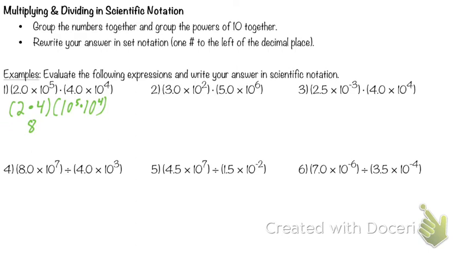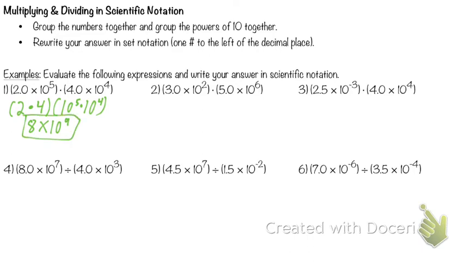Those are the same base, so what do we do with the exponents? Add them, so it becomes 10 to the 9th. And what operation is happening between these two parentheses right now? Multiplication. This becomes 8 times 10 to the 9th. Is that answer already in scientific notation? Yeah, it totally is. One number before the decimal.